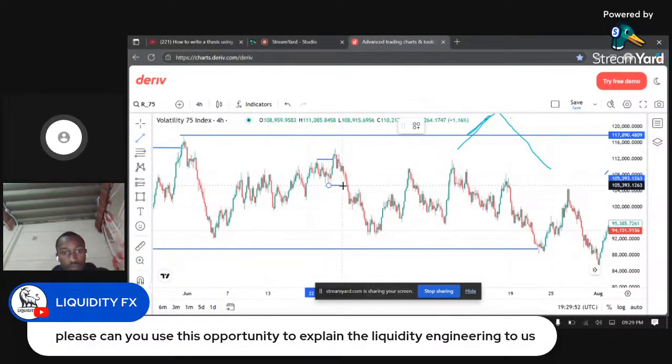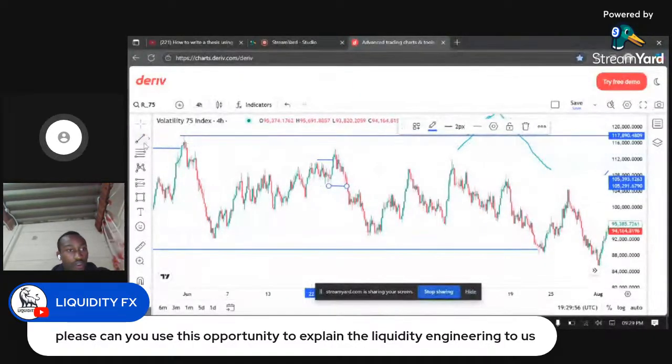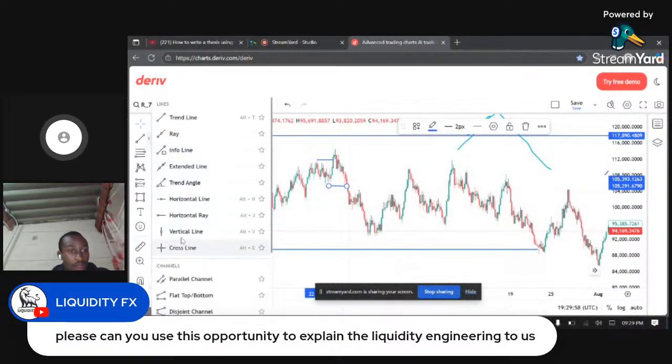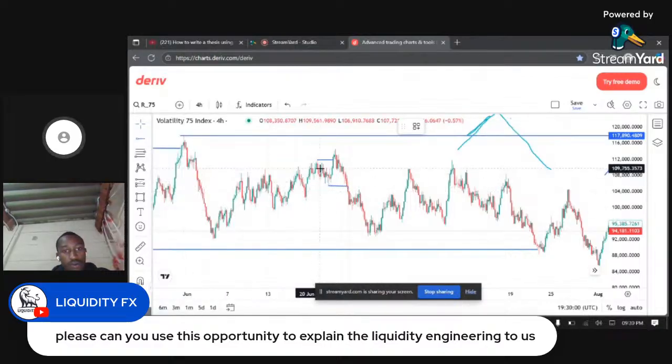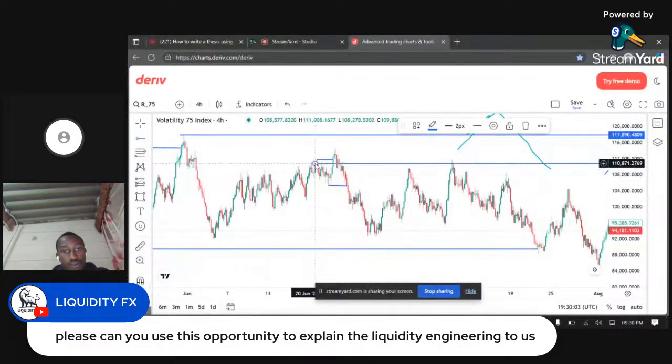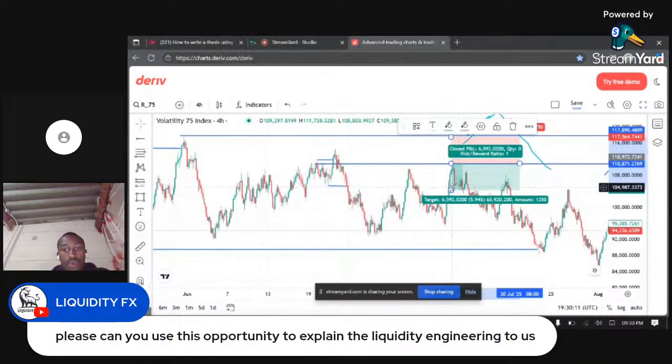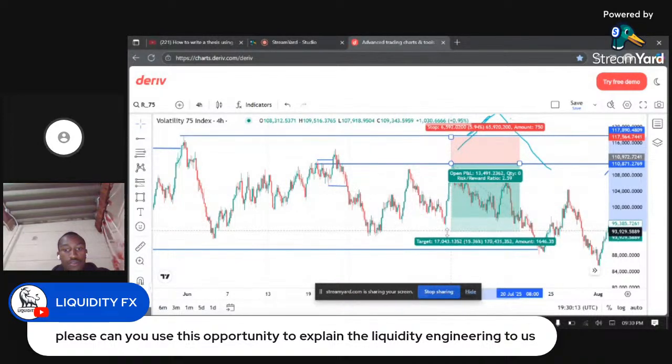Just show them liquidity engineering. So after you see your sweep, your break of structure, then the eye that was swept before, put your entry trigger right here. This one right here. That's your liquidity engineering.